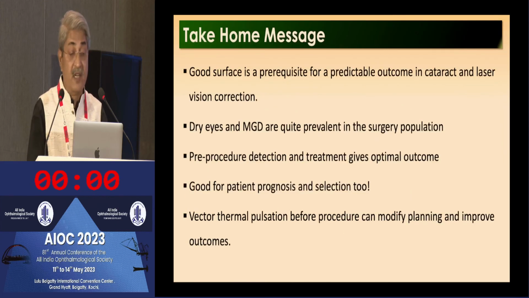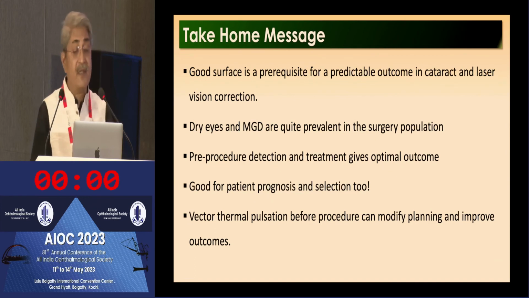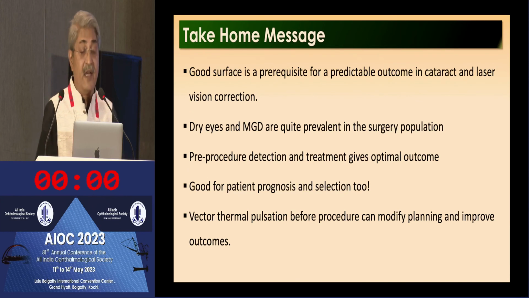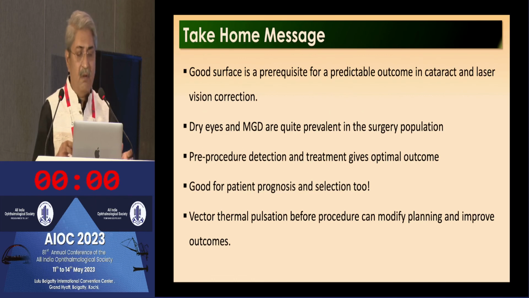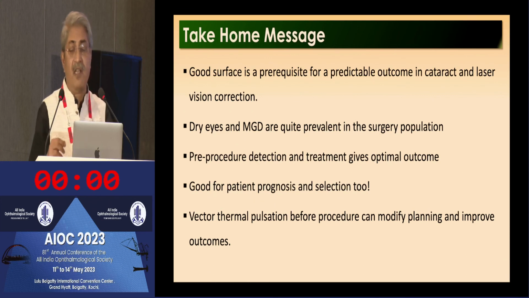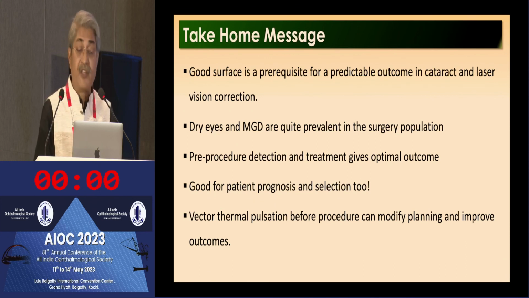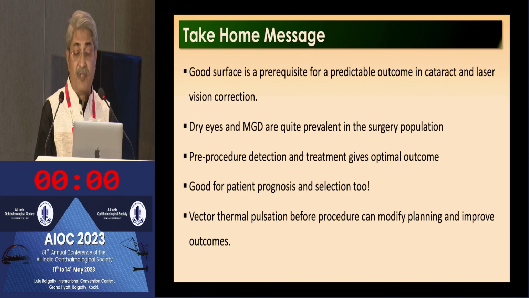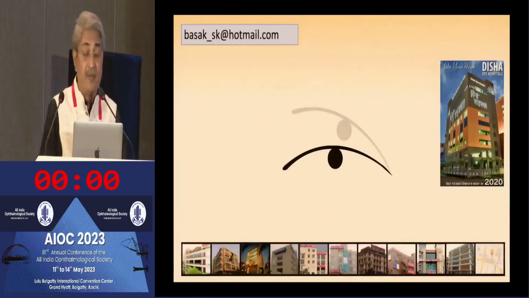IT workers, digital device users. The take home message is that a good surface is a prerequisite for any predictable outcome in cataract and refractive surgery. Dry eye and MGD basically go hand in hand. In any case of dry eye, ultimately it will go to a mixed type of dry eye. Pre-procedure detection and treatment give the optimal outcome, good for patient prognosis and as education material. Vector thermal pulsation before surgery can modify your total planning and always improves the total outcome. Thank you very much for your patience in listening.